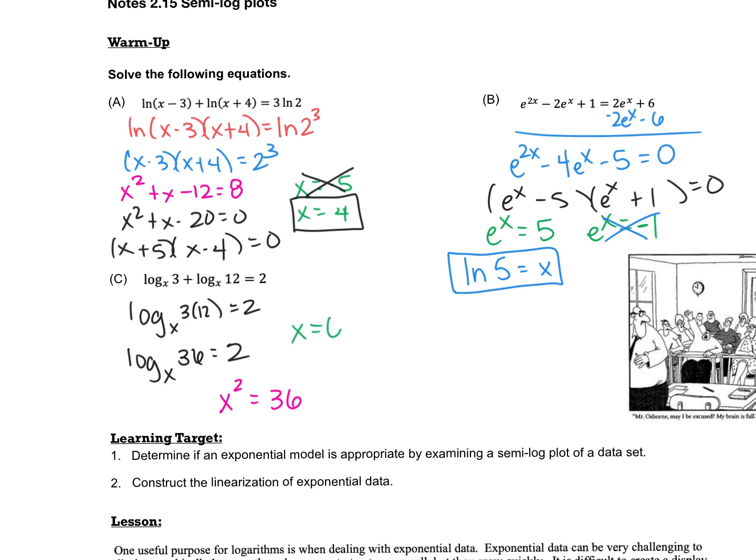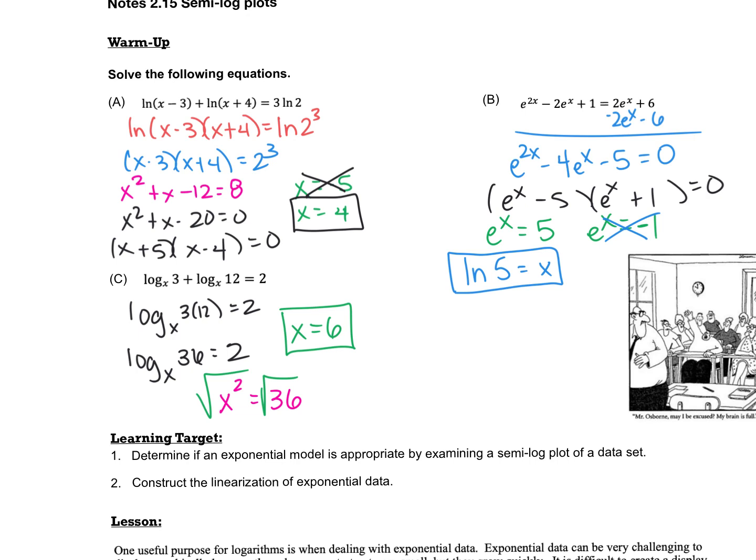6. Okay. Now, typically when we solve that equation, we'd get how many solutions? If I took the square root of both sides, how many solutions would I get? 2. Okay. But can the base of a logarithm be negative? No. So that's why we only need that positive 6.